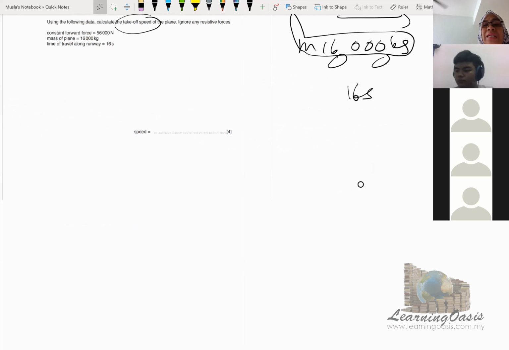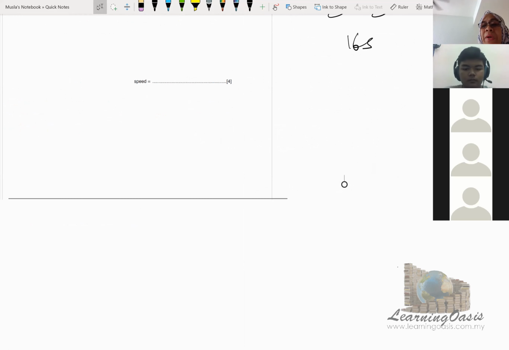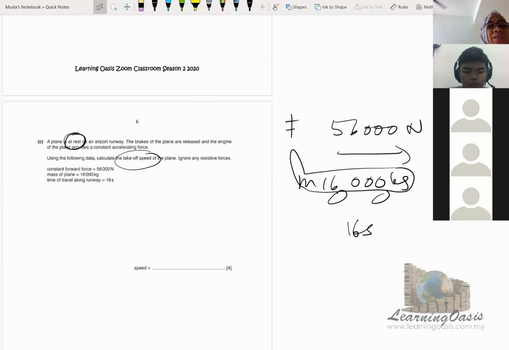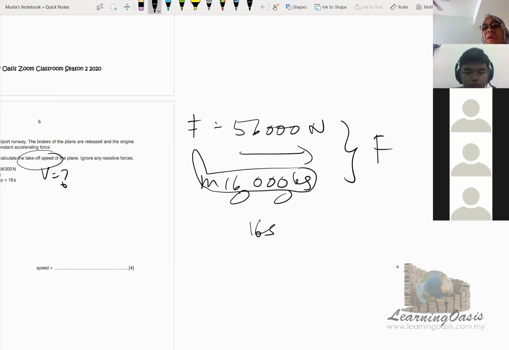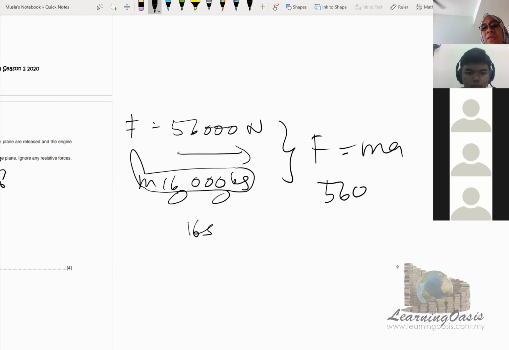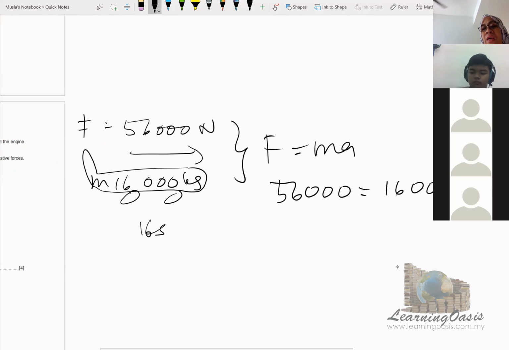Okay. So like I said, Nina, your answer will be right, but your processing earlier you missed something because it says rest. So you know that U equals to 0. The rest of you see, the plane is at rest. So initial velocity is 0. They want you to find what is your V. They give you your F. They give you M. So from here, you go for F equals to MA. Right. So 56,000 equals to 16,000 times A.